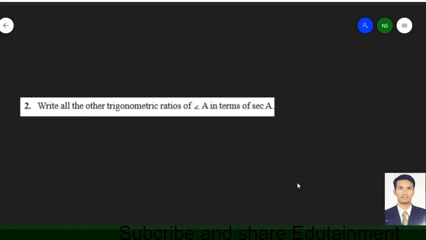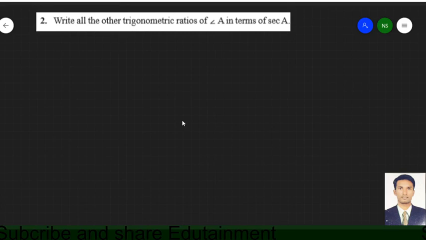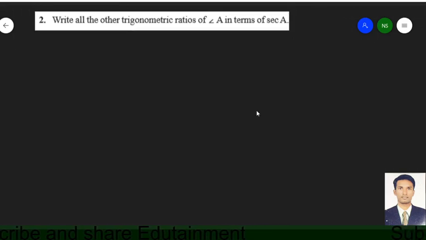Write all other trigonometric ratios of angle A in terms of secant A. In terms of secant A. Okay, let us write those. First of all, we start with sine. Let us take first identity from solution, identity 1.